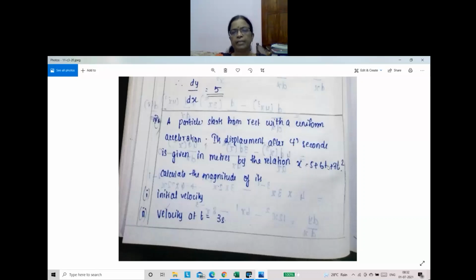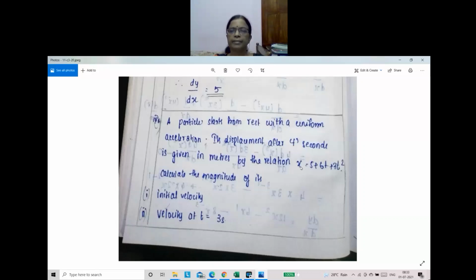If x is given, how will you find velocity, children? dx by dt, that you should know. Instantaneous velocity v equal to dx by dt. So we have to differentiate this x with respect to time, because delta x by delta t is the average velocity. What is instantaneous velocity? Limit delta t tends to 0 of delta x by delta t, that is dx by dt. So we have to find dx by dt. All of you find dx by dt, children. With respect to t you are differentiating, that is the only difference.